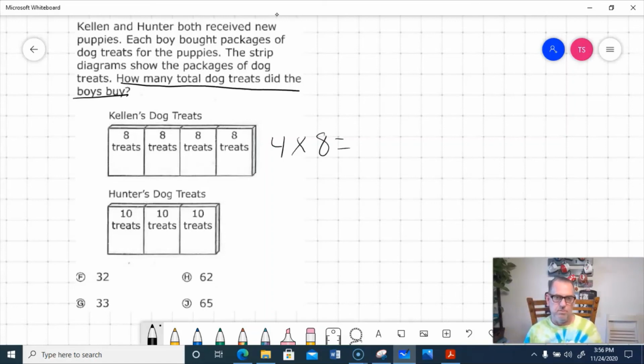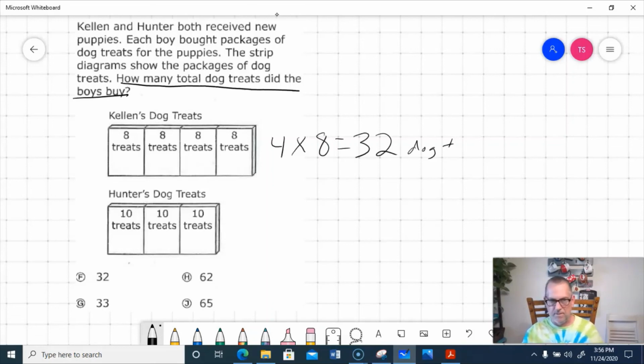What is 4 times 8? Yeah, I know if I double 8, I get 16. If I double 16, I'll get 32. So that means he got 32 dog treats. Okay, Hunter, what math problem would I use to figure out how many dog treats Hunter got for his dog?